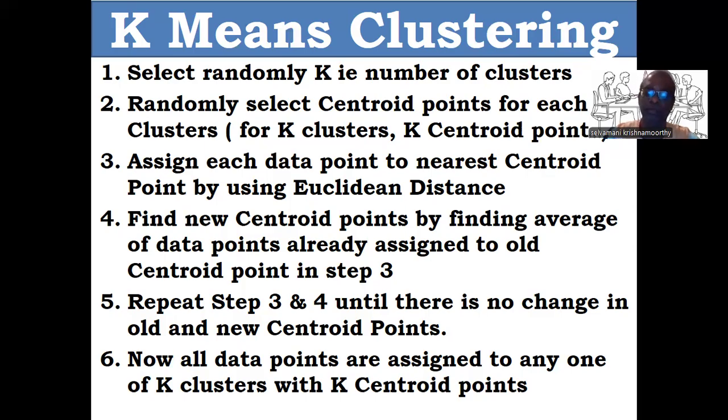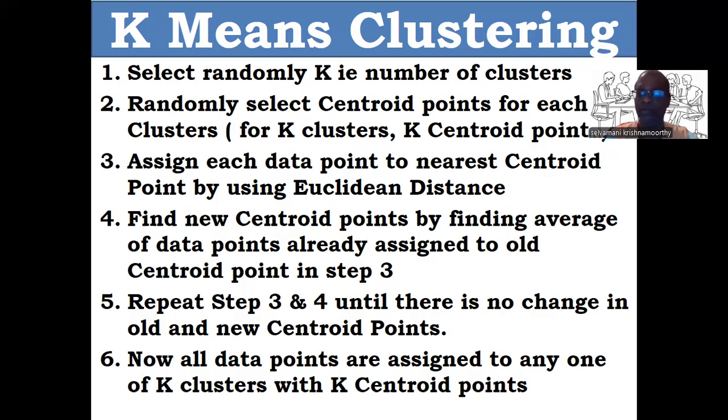Repeat step number 3. Once you find new centroid points, once again all 8 data points should be assigned to the new centroid points based on the lowest distance. Repeat steps 3 and 4 until there is no change in old centroid points and new centroid points. That means now all data points are assigned to any one of K clusters with K centroid points. We can conclude these are the steps involved in the K-means algorithm.